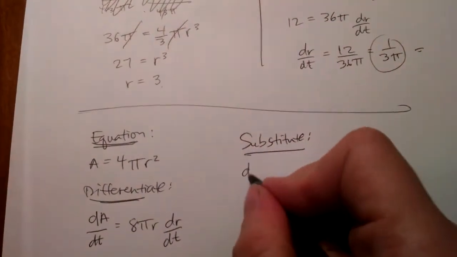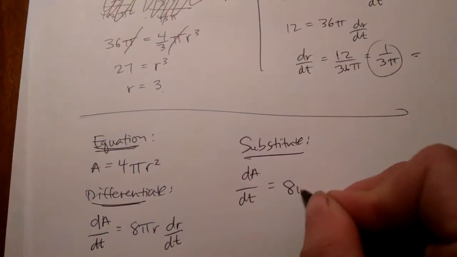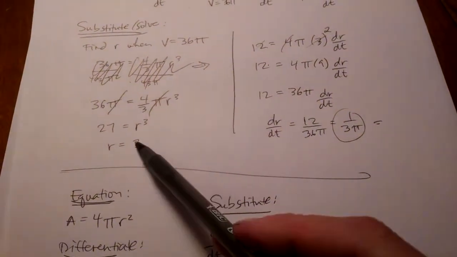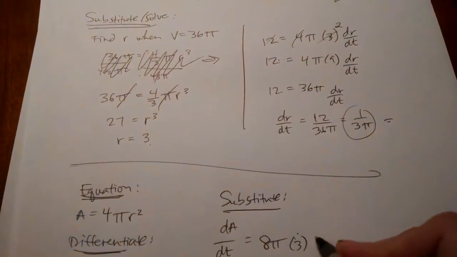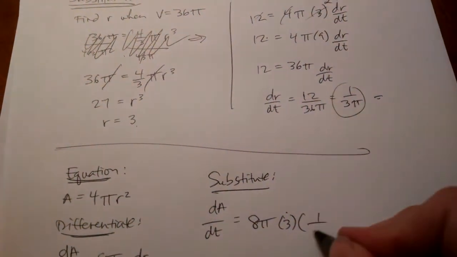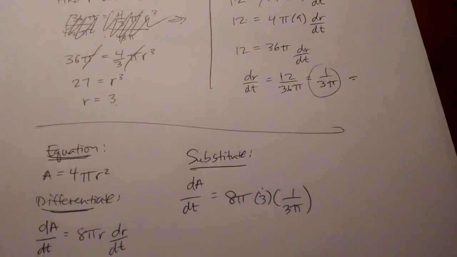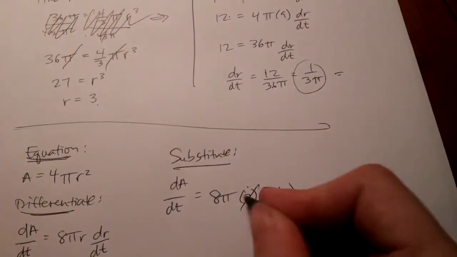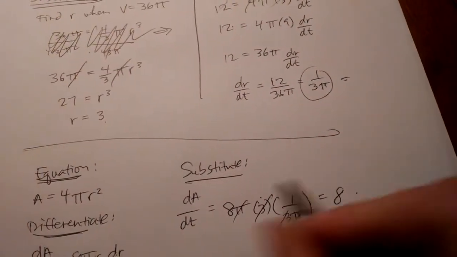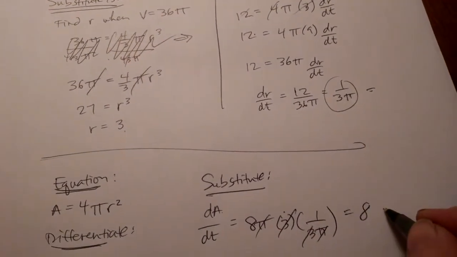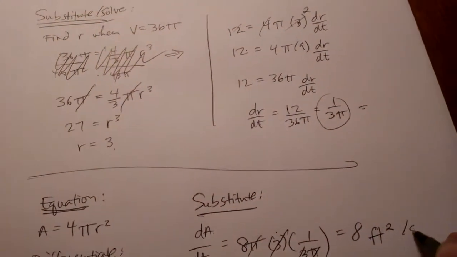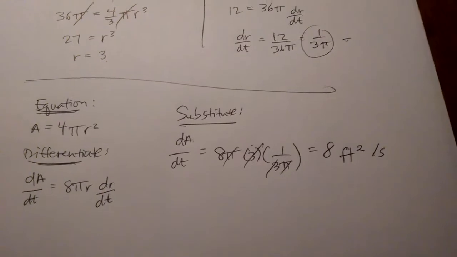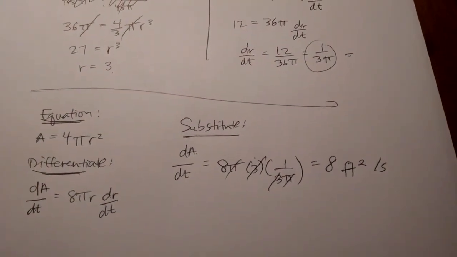dA over dt is what we're looking for. It's equal to 8 pi, our radius, which if you look back up there was 3, times 3, and then we just solved for dr over dt, so that's 1 over 3 pi. Now this simplifies really nicely. Our 3's cancel, pi's cancel, and we end up with 8. If you think of our units, we're looking at area, so in this case that's feet squared per second. So we would say the surface area of the sphere is increasing at a rate of 8 feet squared per second when the volume is 36 pi.